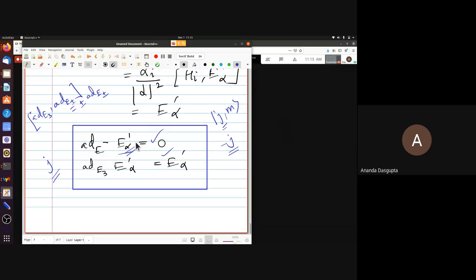Is that okay with everybody? This is just standard SU2. Remember, after this, whatever we will say are basically properties of SU2. We are not actually using anything else. Clear?